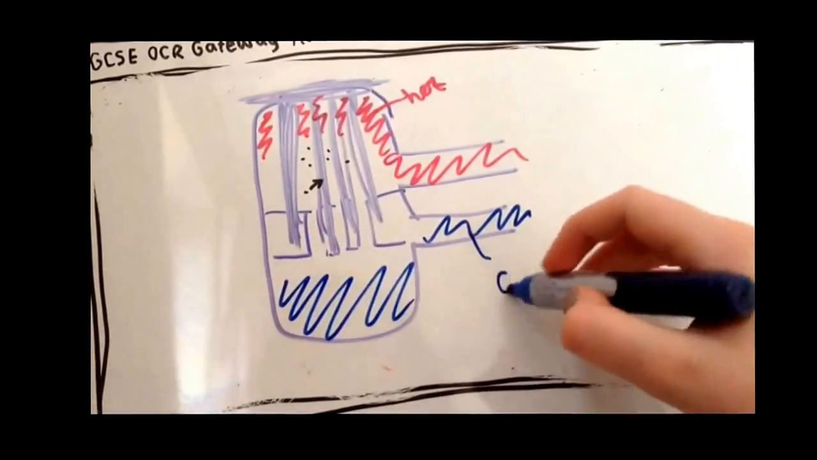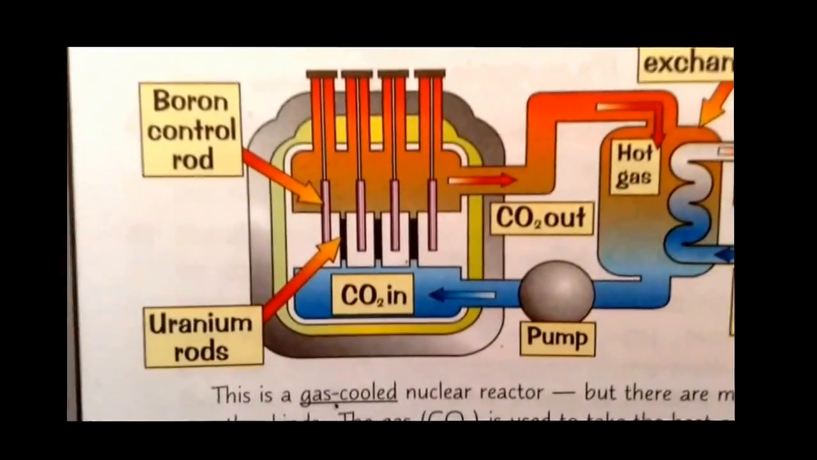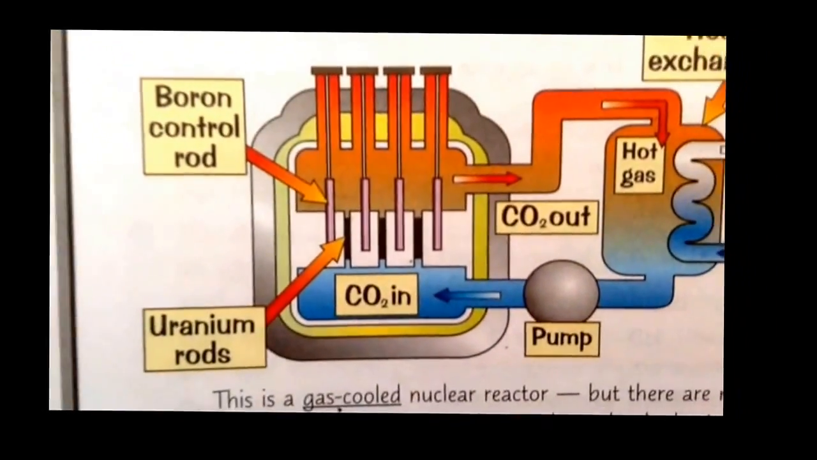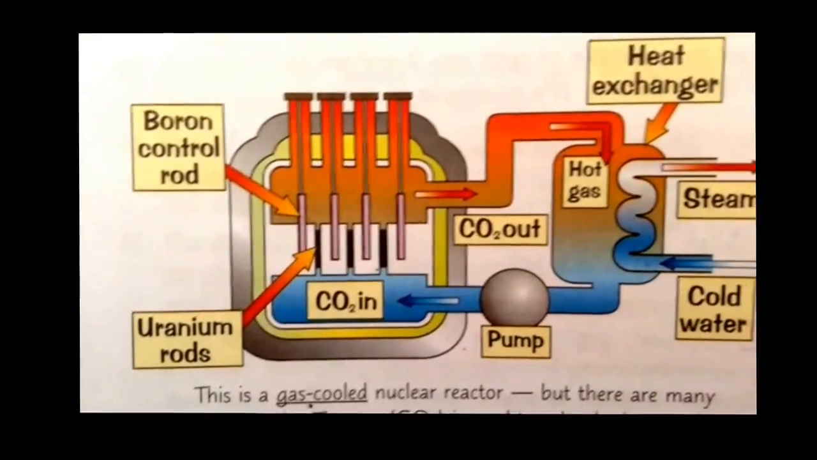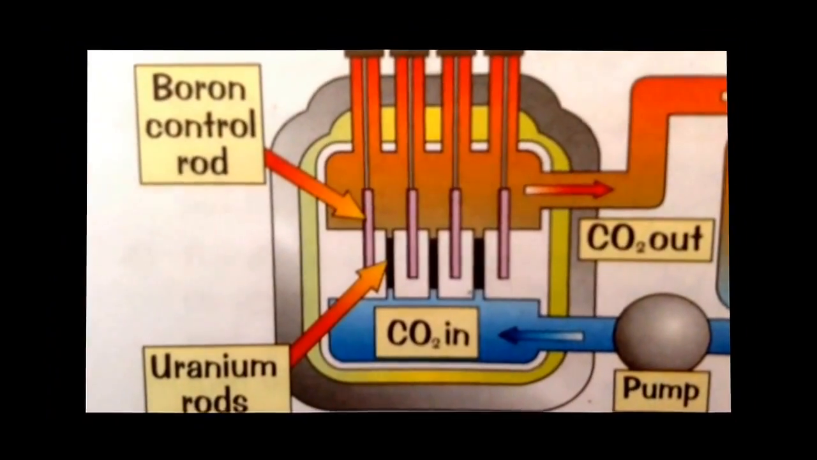Now the control rods, often made of boron, limit the rate of fission by absorbing excess neutrons, as you can see in black. This stops the reaction going out of control, but allows enough neutrons to hang around to keep the process going. That is nuclear power.